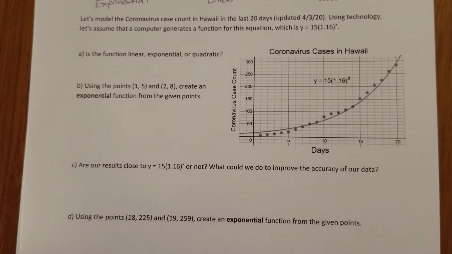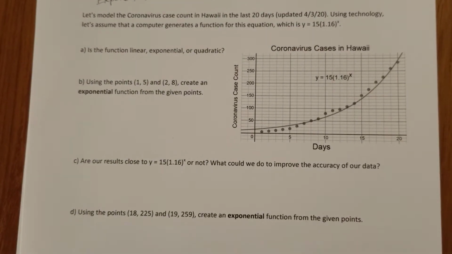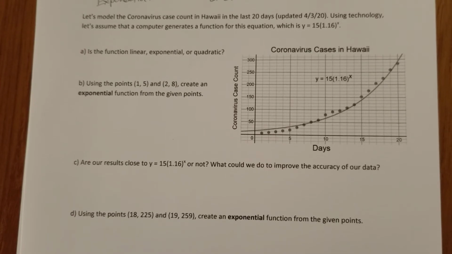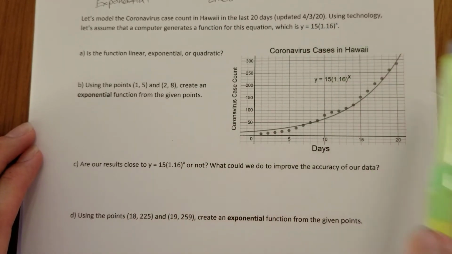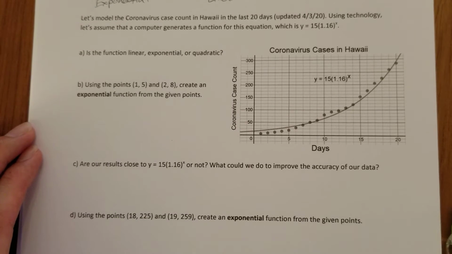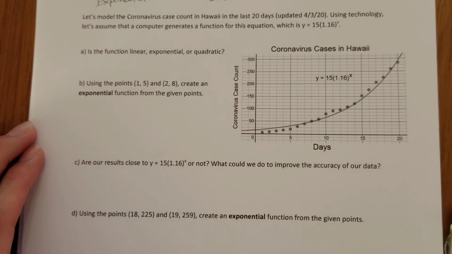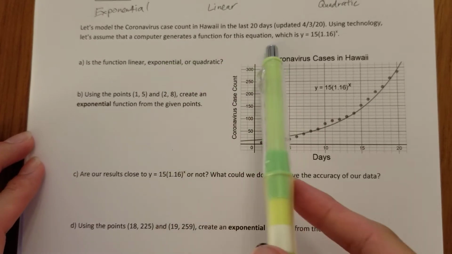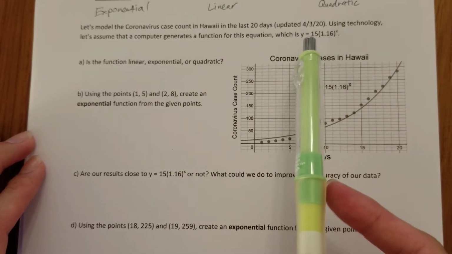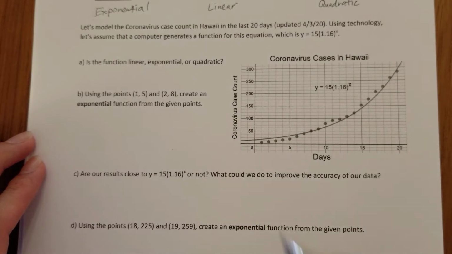I'm going to do the last part. During this quarantine crisis that we are going through, I just decided to try to plot some values. So let's model the coronavirus case count in Hawaii in the last 20 days. I took this data from April 3rd and about 20 days before that. If I use technology, I can use a computer that generates an exponential function for this. It would be modeled by that equation, and that is represented by this smooth curve that you see here.